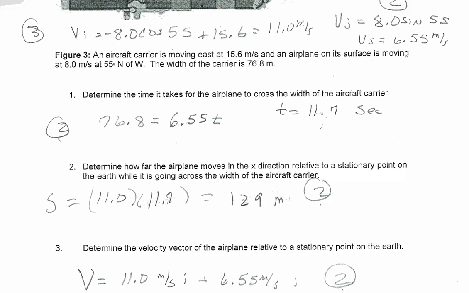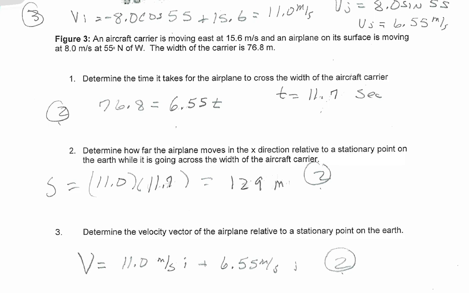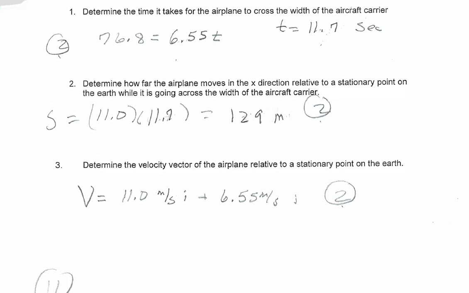Okay. And the last question says, determine the velocity vector of the airplane relative to a stationary point. We've already done that, and I'm just going to write that in ij notation. That's 11.0 meters per second i plus 6.55 meters per second j. And that was our test.